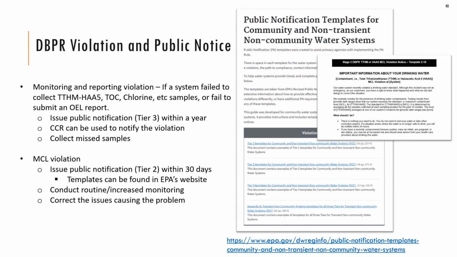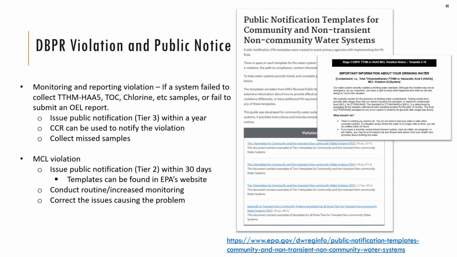Water systems may have a chance to include the notification in their CCR if the state allows it. Now, if an MCL violation is incurred, so if the LRAA for HAA5 or TTHM at any site exceeds the MCL, systems will be required to issue a Tier 2 public notification within 30 days. Systems on reduced monitoring will have to return to routine monitoring, and some systems on routine monitoring will have increased monitoring requirements. Systems will also have to work to correct the issues causing the problem.